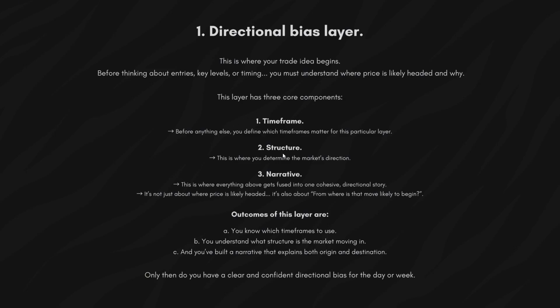Then using those time frames, we get to the second component, which is structure. Within this component, we use the relevant and the correct concepts to determine the market's direction or build a directional idea. This is where, within this component of the directional bias layer, we figure out the market's direction. This is where you actually figure out the direction of the market.